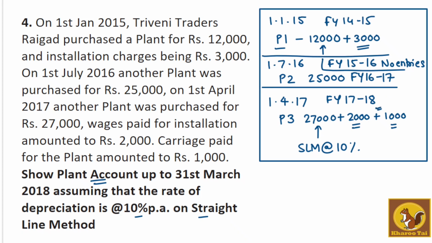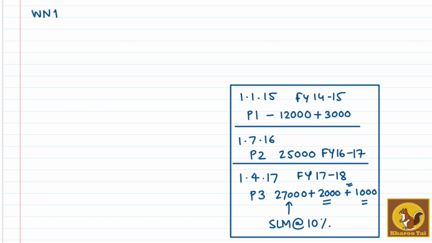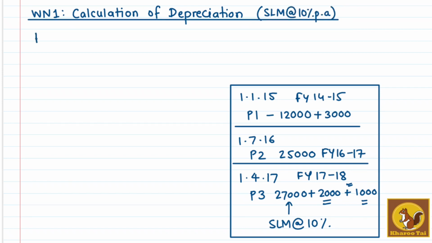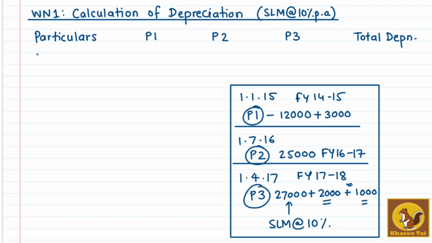So with this summary, let's do working note 1, calculation of depreciation. This is as per the SLM method at the rate of 10%. Particulars, and we have purchased 3 plants, right? Plant 1, plant 2 and plant 3. The last column will be total depreciation. Then we will have purchase date and purchase amount.